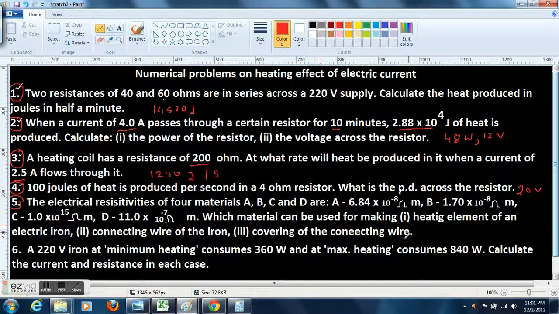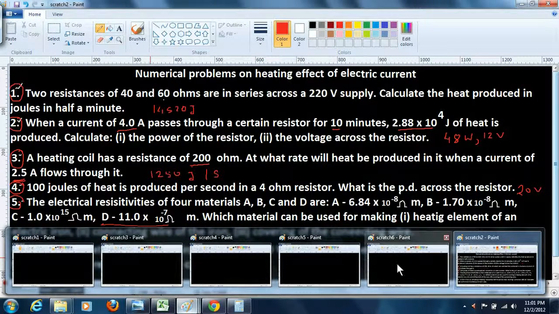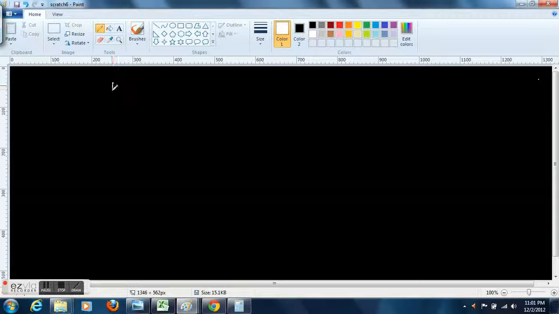Which material can be used for 1. Making heating element of an electric iron, 2. Connecting wire of the iron and 3. Covering of the connecting wire. Now see, for question number 1, heating element of an electric iron, we will be using the element D.